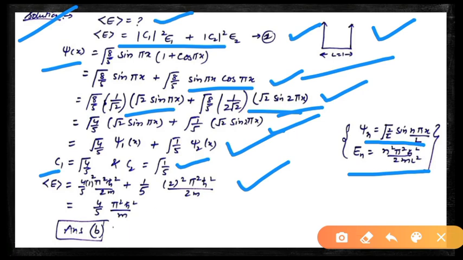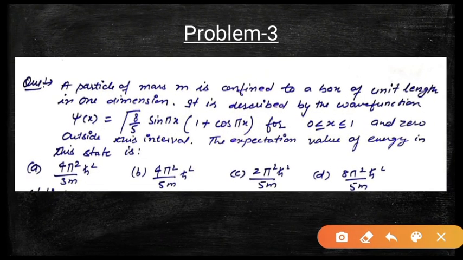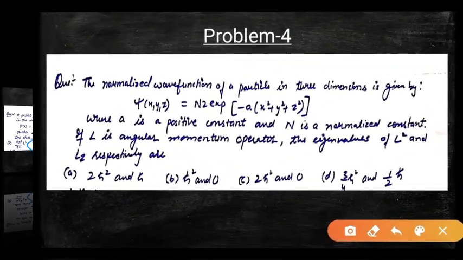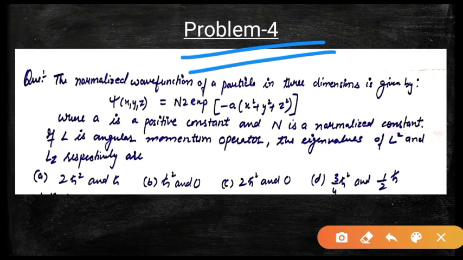So after adding this we will get 4 upon 5 π square ħ square upon m. So this is the expectation value of energy. So here option B will be the right answer. Now let's come to the fourth and last problem of this video.